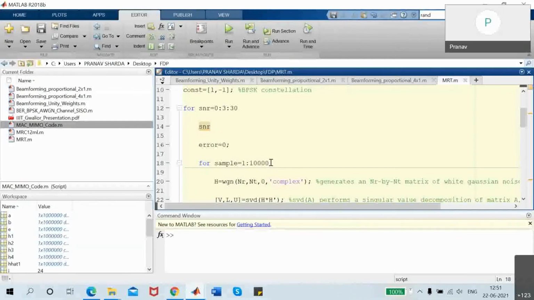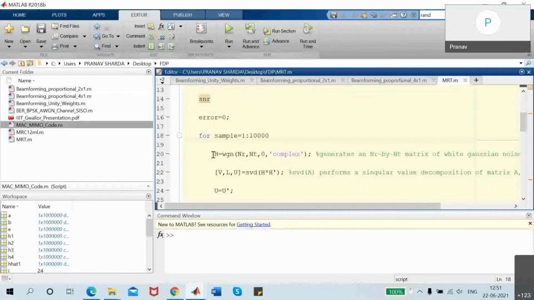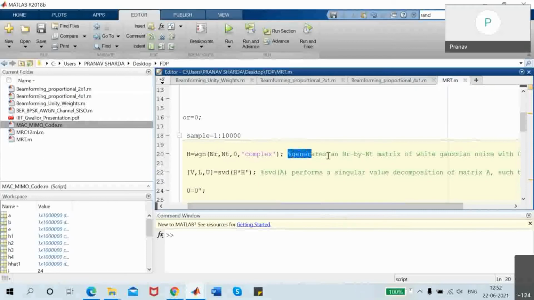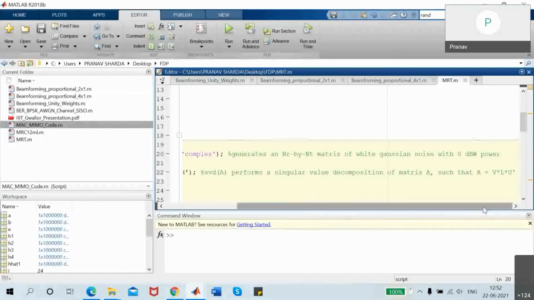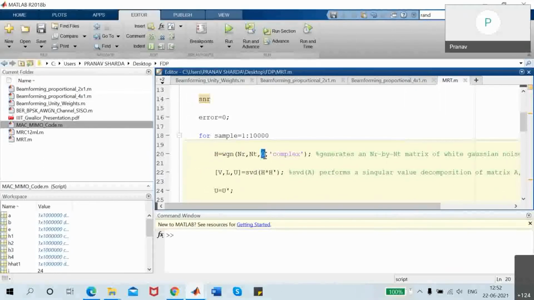So let us generate H, the channel matrix of NR cross NT. This is white Gaussian noise. The channel incorporates the effect of white Gaussian noise, and we are generating it. I have put up a comment here also that this command will generate an NR by NT matrix of white Gaussian noise with 0 dB power. So this corresponds to 0 dB watt power.